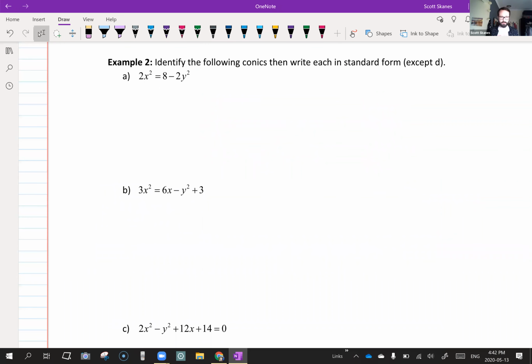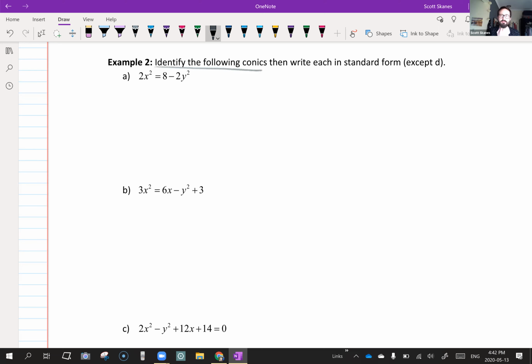So example 2. I don't think Tom fully did this. So I'll start it for you. This one's really short, so I'll do this one for you, then I'll have you do B. Let's just take a look. Can someone tell me right away what form this is? Like, what kind of conic is it? It says identify the following conics. So what is the conic, or the conic section? What kind of form is this? What is it? Anyone know?